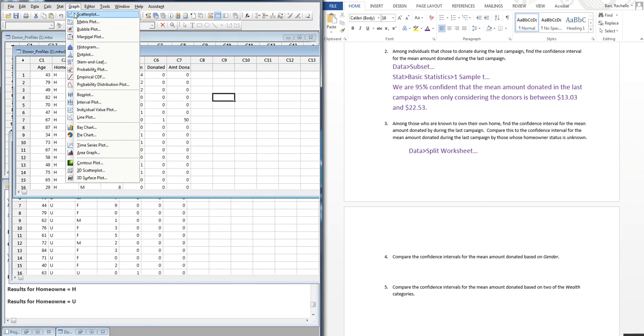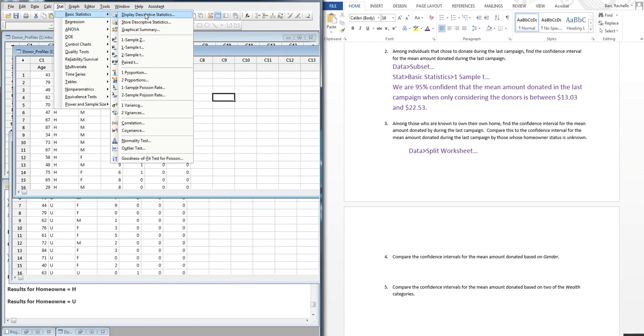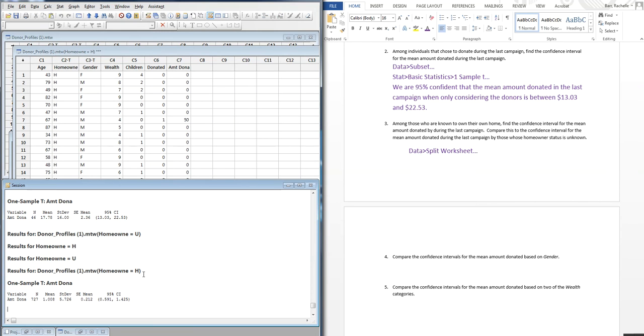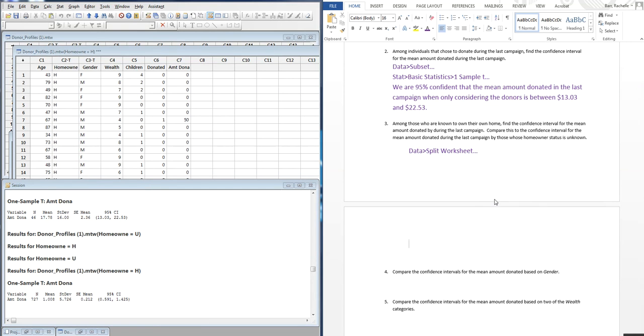So we're going to go up to Stat, Basic Statistics, and then the 1 Sample T, amount donated still. My options are still the same. I'm going to hit OK. So I'm doing the H group now because that's the one I have highlighted. Be careful in here as you're looking at this. It lets you know exactly where it did this: the results for your donor profiles for homeowner equals H. So I'm going to do a little summary right here for homeowners.